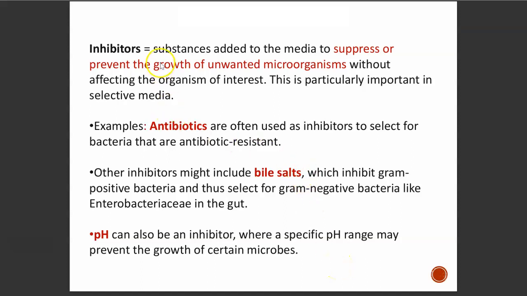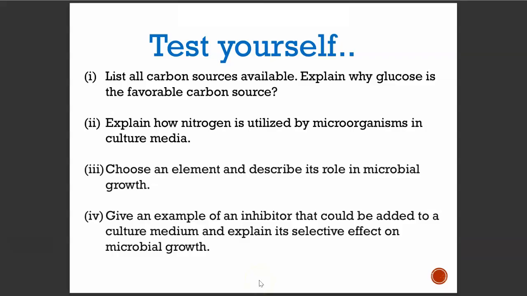So what are inhibitors? An inhibitor is a substance added to the media to suppress or prevent the growth of unwanted microorganisms without affecting the organism of interest, and it is particularly important in selective media. For example, antibiotics, where we select bacteria with antibiotic resistance. Other inhibitors might include bile salt, which inhibits gram-positive bacteria and selects gram-negative bacteria. And pH can also be an inhibitor, where a specific pH range may prevent the growth of certain microbes.